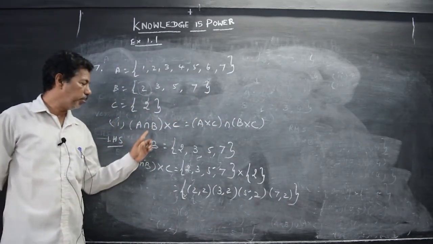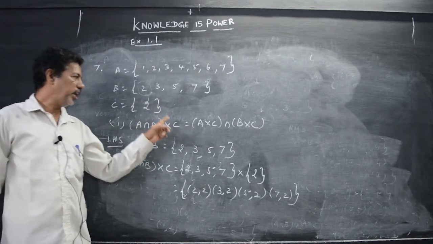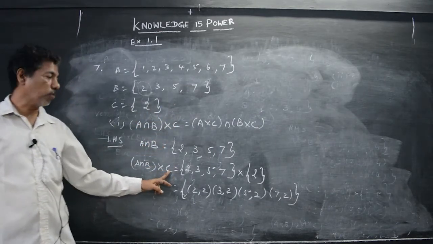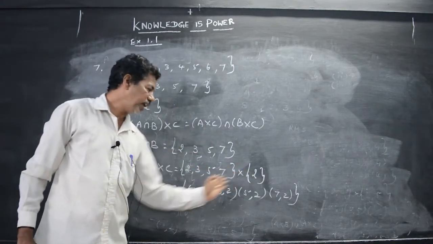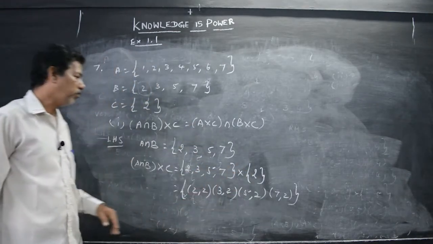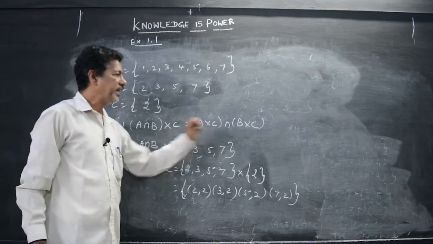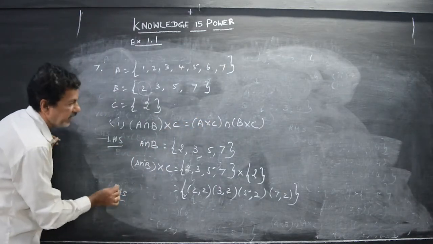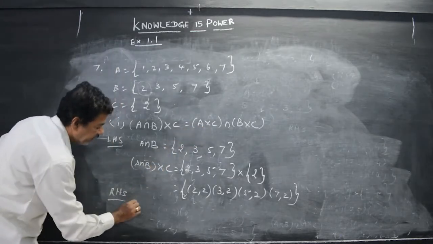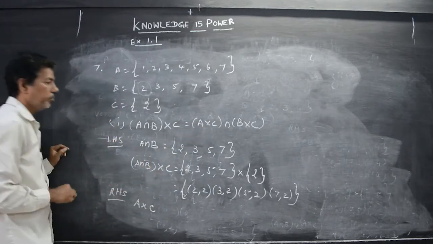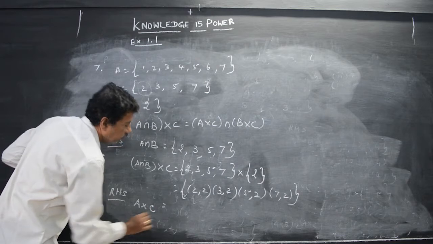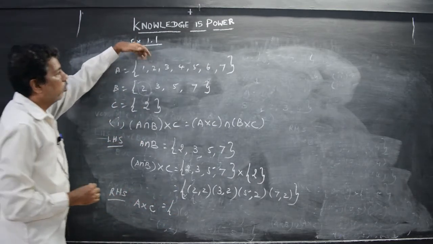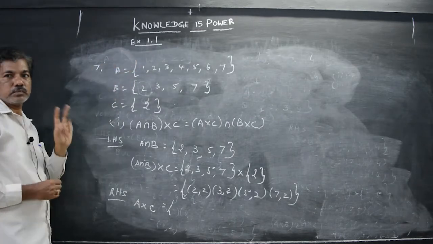So A intersection B you have to find out first, then make a cross product with C. After getting the cross product, you have to follow the same method you used previously. Now take out the right hand side. So RHS, that is the right hand side. What is the first term given? A cross C. What is the A set? You have to write all the things given in A, 1 to 7.